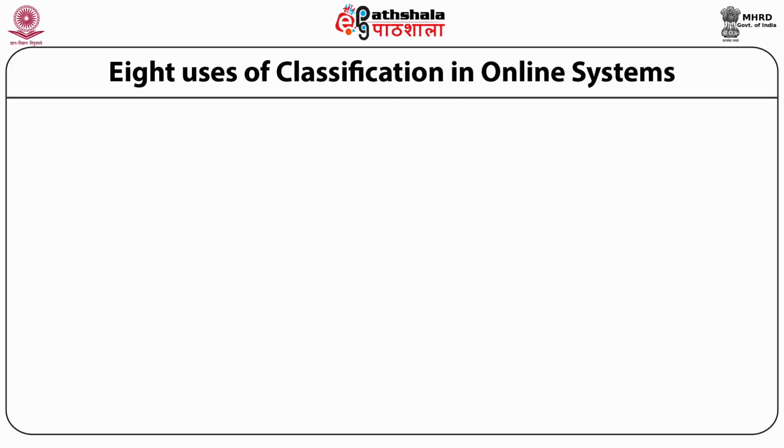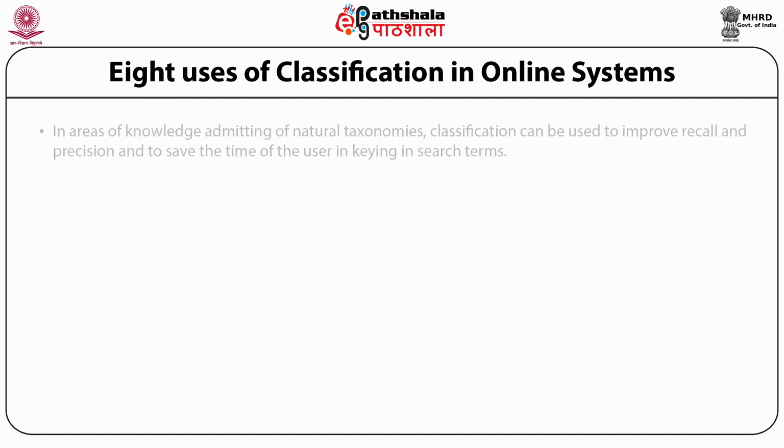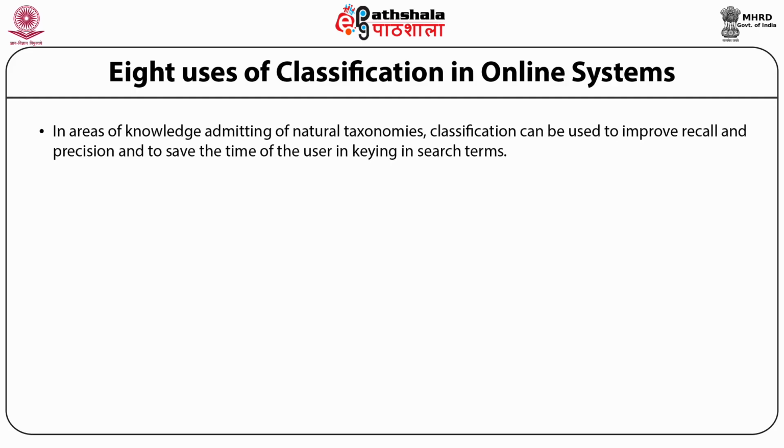Eight uses of classification in online systems. In areas of knowledge admitting of natural taxonomies, classification can be used to improve recall and precision and to save the time of the user in keying in search terms.